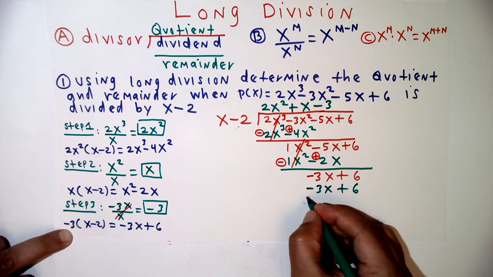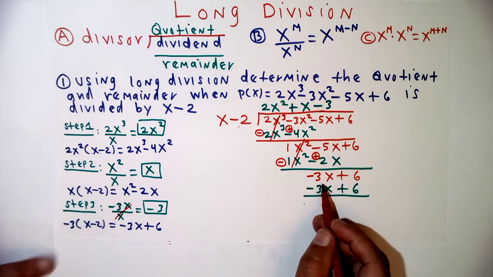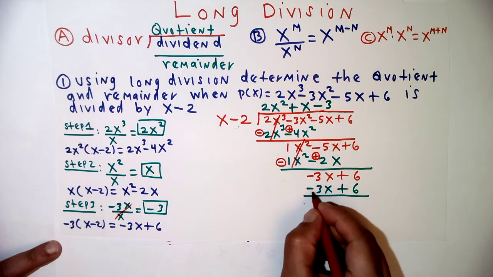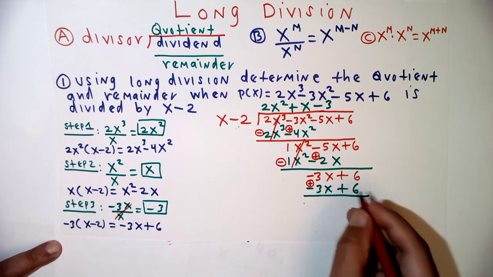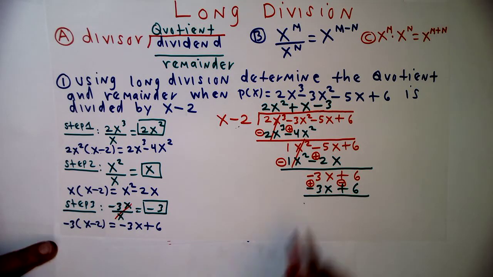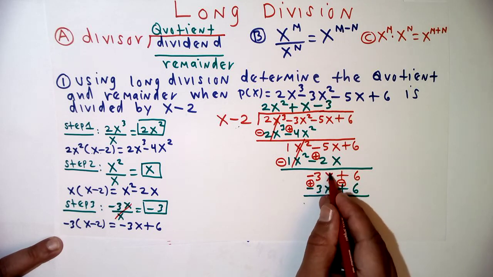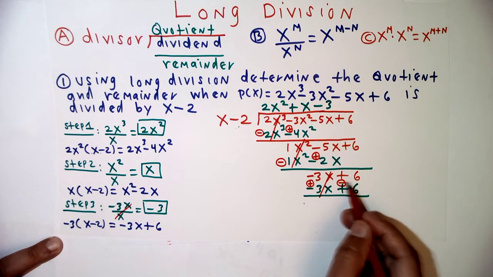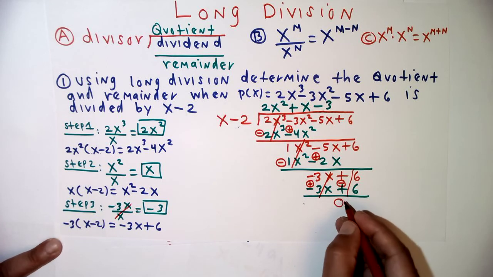And just like I did before, I need to change the signs now, because remember that the goal is to always eliminate the first term of the dividend on the inside. So in this case, if this is a negative, I'm going to change it into a positive. This plus becomes a minus. So clearly, negative 3x plus 3x gives you 0. 6 minus 6 also gives you 0. So that implies that the remainder equals 0.